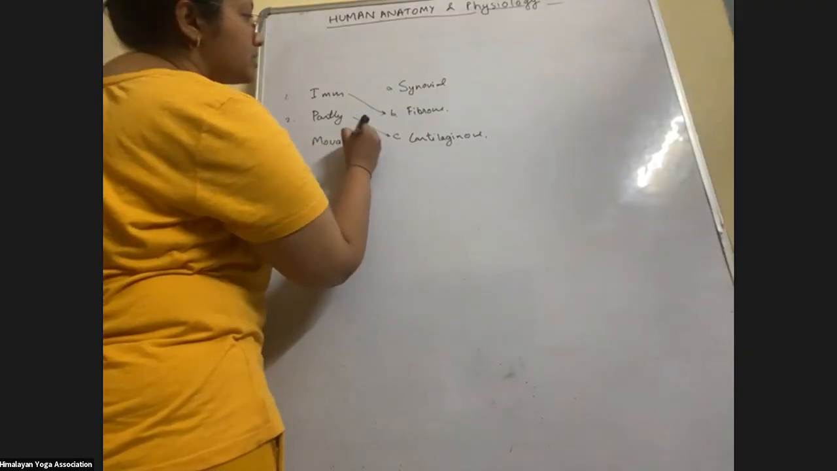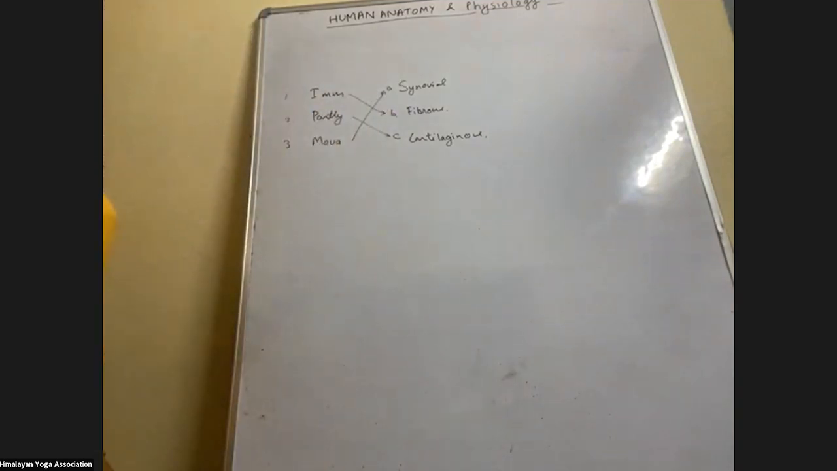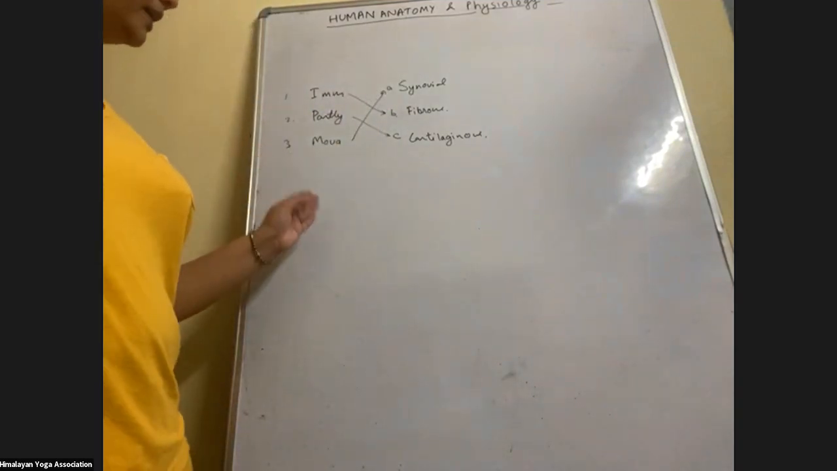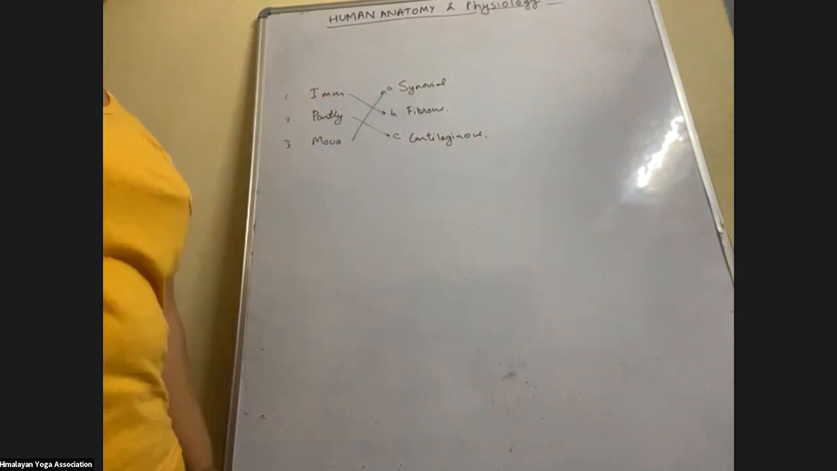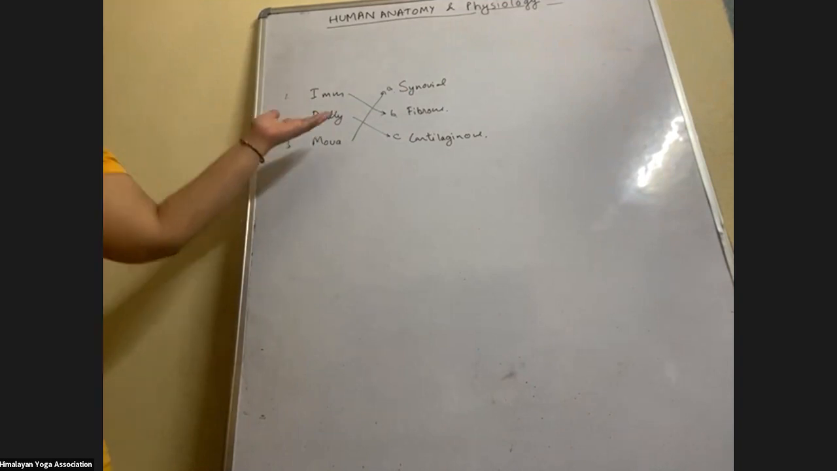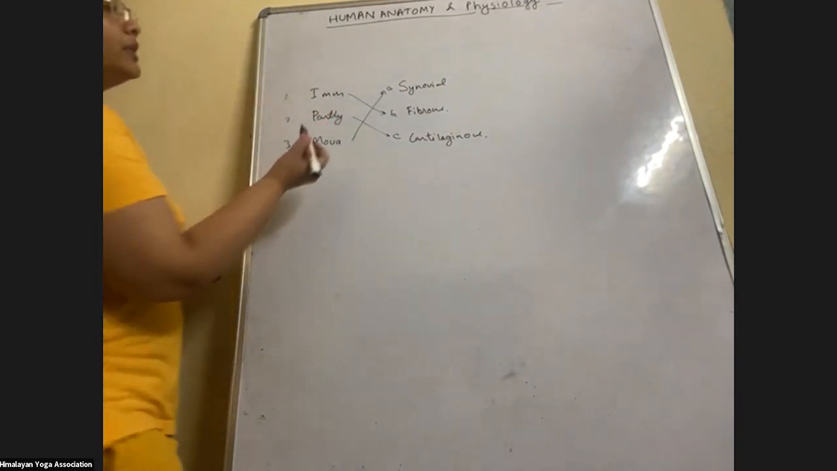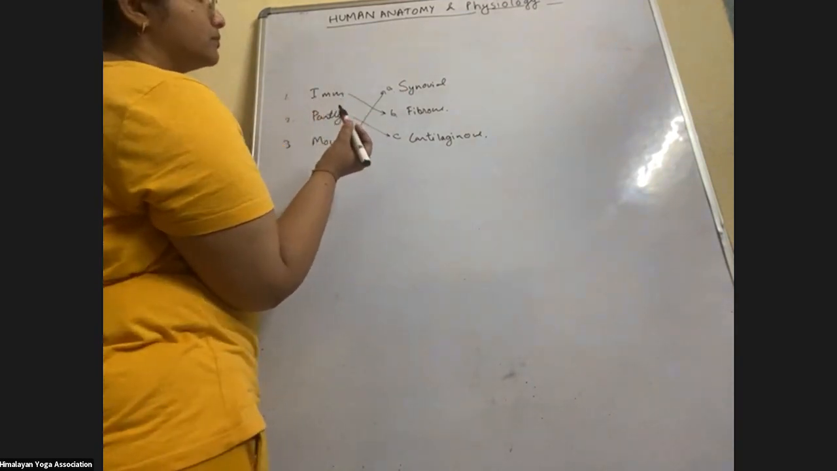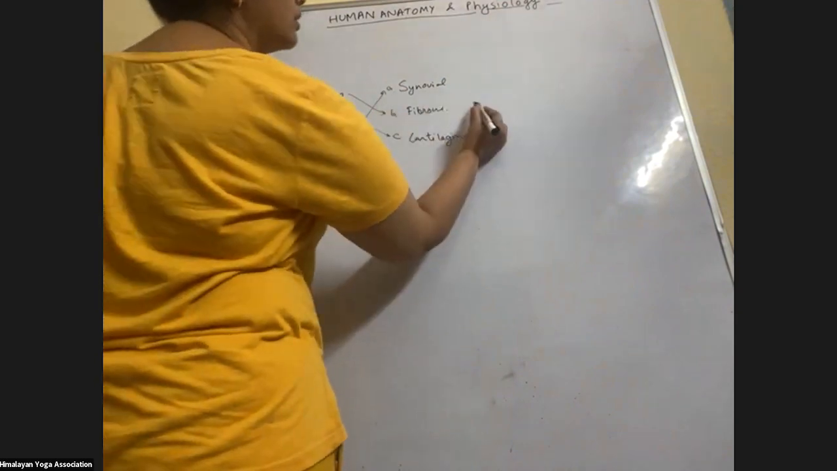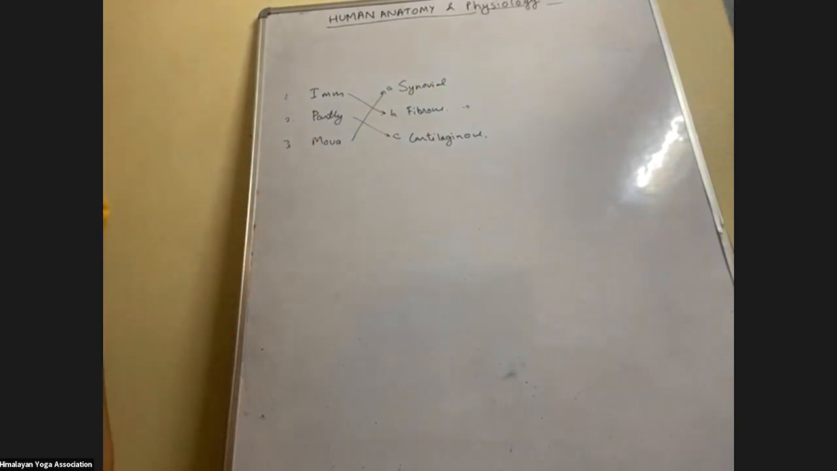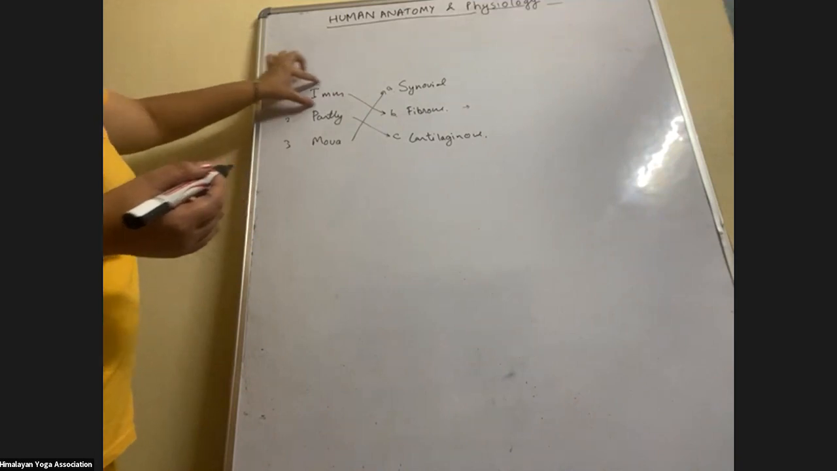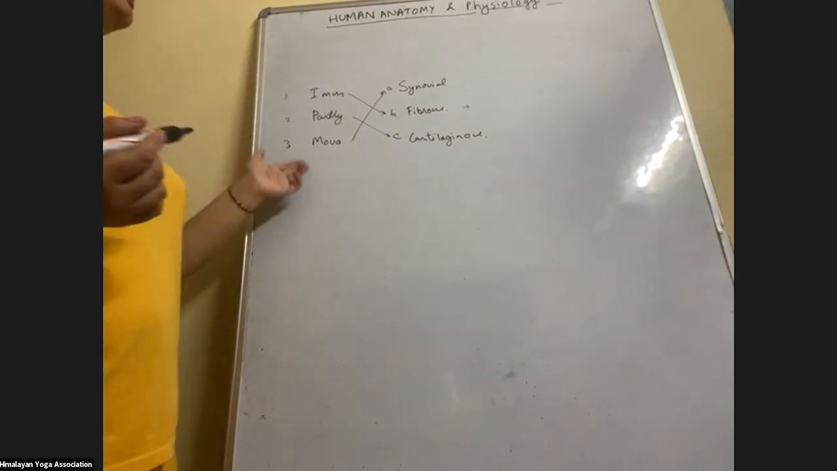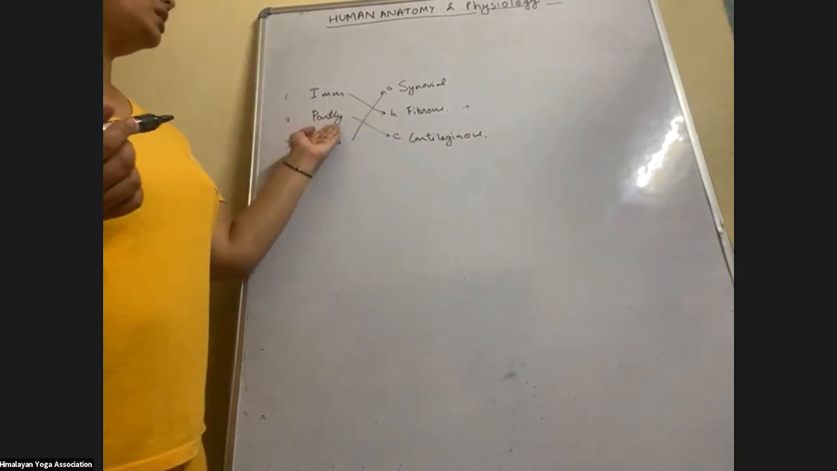Then movable joints, they are synovial joints. They have synovial fluid in between, like fibrous has fibrous tissue and cartilaginous has cartilage. Example of immovable: the skull. The frontal, parietal, occipital, all these are examples of immovable joints. Then we have cartilaginous, that is partly movable.